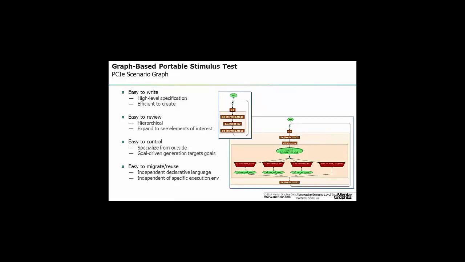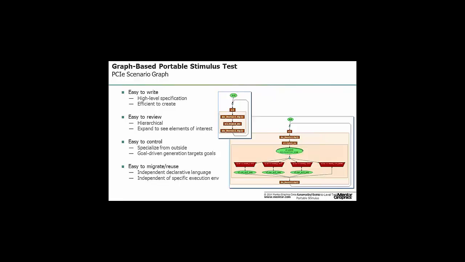So if we use graph-based portable stimulus for the same example, what would that possibly look like? Here we see an example of a PCI Express scenario graph. And as you may notice, it's very similar to the simple flow chart I showed you in the beginning. So it's just a loop here that sends the first TLP, injects the event, and then the second one.